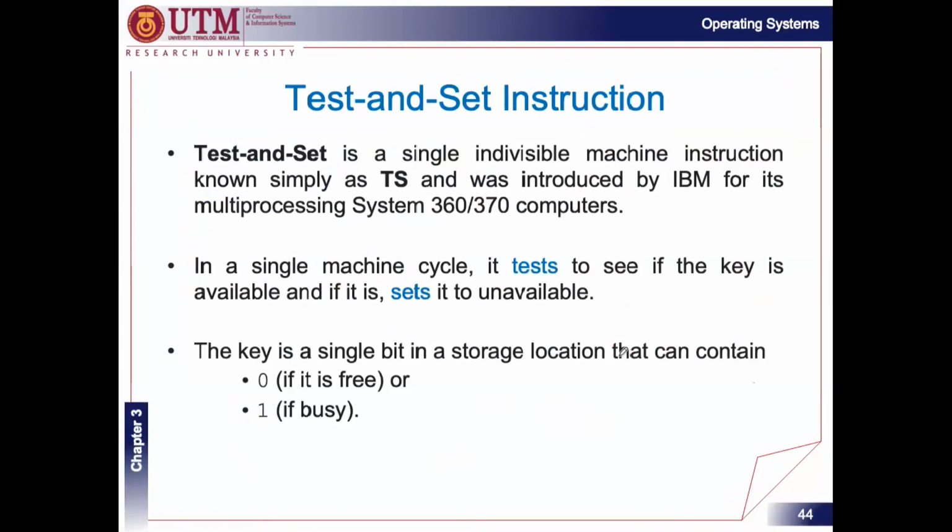So, the test and set instruction. Test and set is a single and indivisible machine instruction, known simply as TS. It was introduced by IBM for its multiprocessing systems, the 360 and 370 computers. This is the old-fashioned computer. The 360 is a mainframe, the big one. We had this in UTM, a long time ago, right?